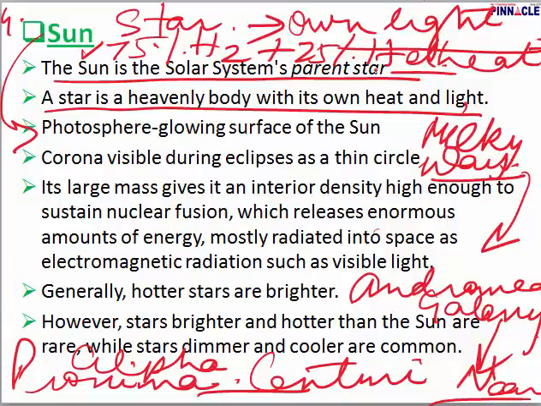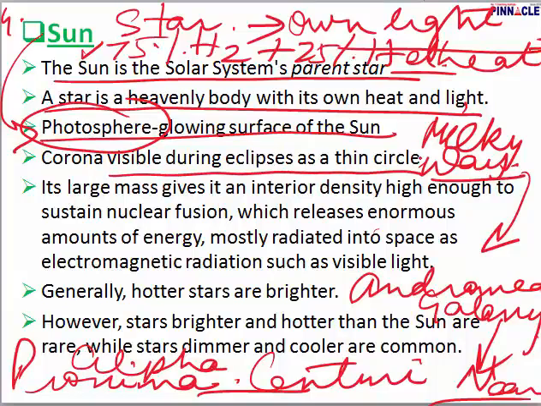So the sun is going to be here for another 4.6 billion years. The glowing surface of the sun, where you see all the light and heat, is known as the photosphere. And what is the corona? The corona is visible during an eclipse as a thin circle. If this is my sun, the central portion is known as the photosphere, then we have the chromosphere, and then finally there will be a thin outer circle that will be known as the corona.